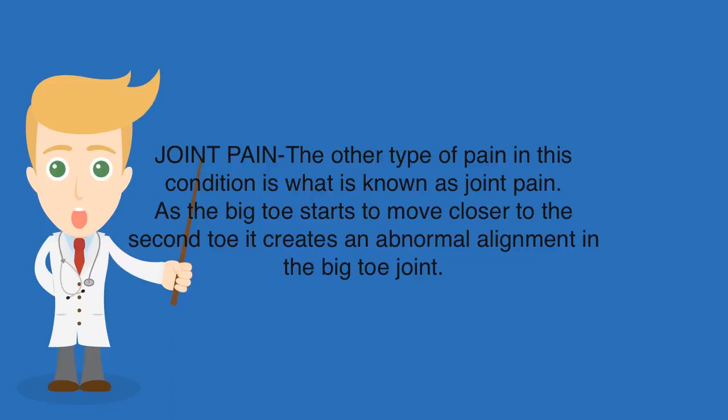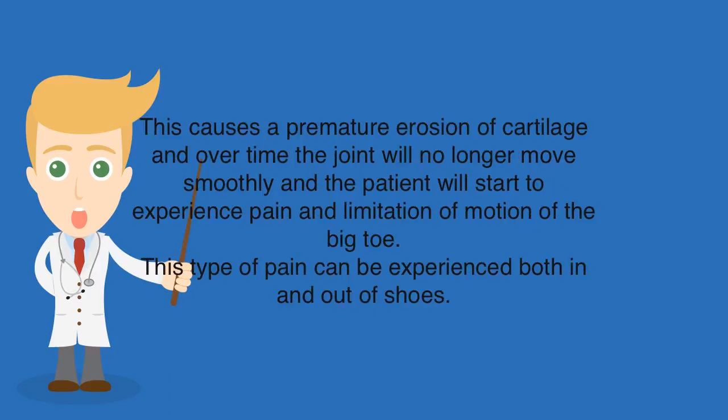Joint pain. The other type of pain in this condition is what is known as joint pain. As the big toe starts to move closer to the second toe, it creates an abnormal alignment in the big toe joint. This causes a premature erosion of cartilage, and over time the joint will no longer move smoothly and the patient will start to experience pain and limitation of motion of the big toe. This type of pain can be experienced both in and out of shoes.